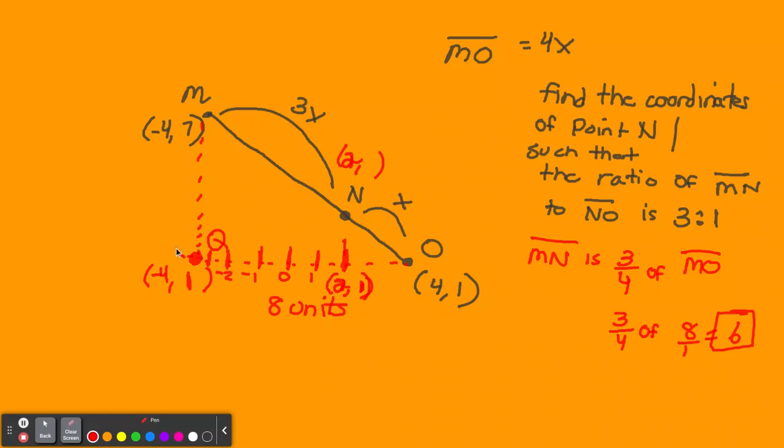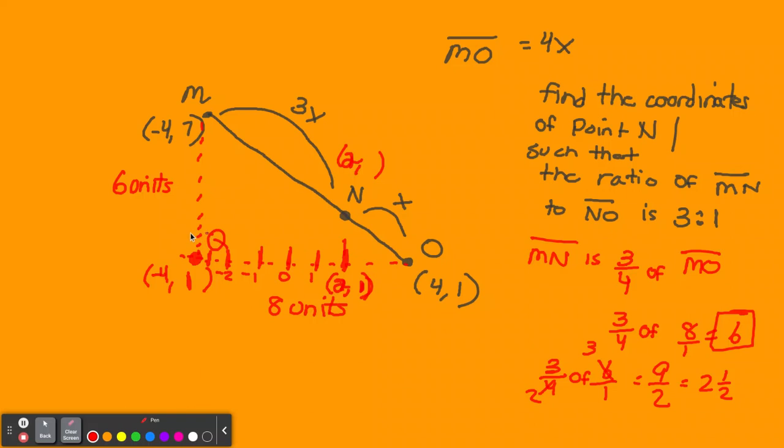So what about going up? From 1 to 7 is 6 units. 1 to 7 is 6 units. And we're saying now that this length going up vertically is 3/4 of 6. And 3/4 of 6, what does that give you? Well, we know that 2 goes in the 6 3 times, and 2 goes in the 4 twice. So that gives us 9/2, which is just 4.5.